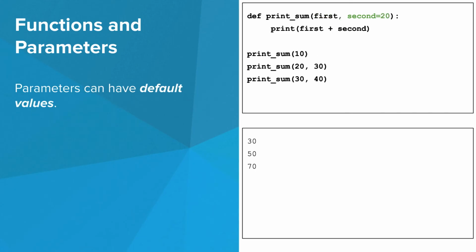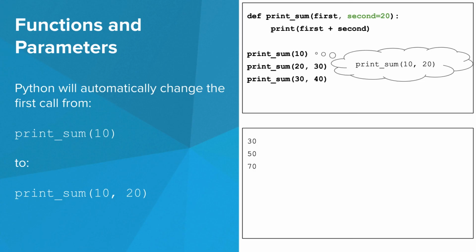Parameters can have default values. Notice that inside the parentheses of print_sum is what looks like an assignment statement. This says that if the second parameter's value is not provided by an argument, it should just be 20 by default. In other words, Python will automatically change the first call from print_sum(10) to print_sum(10, 20).